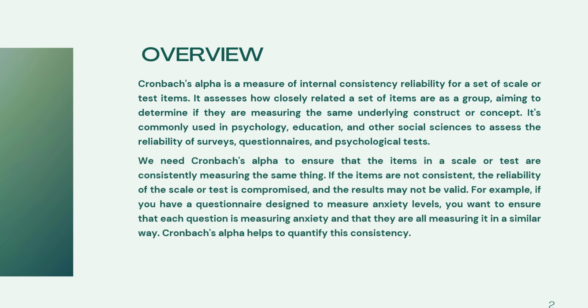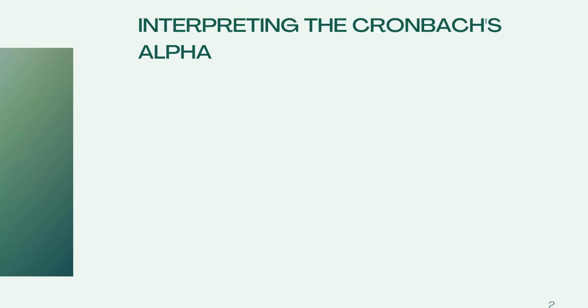We need Cronbach alpha to ensure that the items in a scale or test are consistently measuring the same thing. If the items are not consistent, the reliability of the scale or test is compromised, and the results might not be valid. For example, if you have a questionnaire designed to measure anxiety levels, you want to ensure that each question is measuring anxiety and that they are all measuring it in a similar way. Cronbach alpha helps to quantify this consistency.